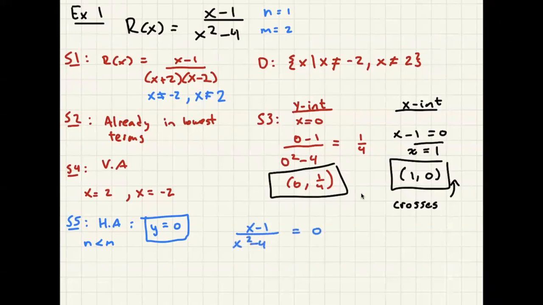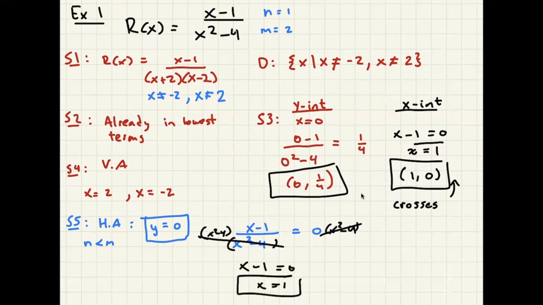We're trying to figure out when this equals 0 to find all the points where we cross, because we multiply both sides by x squared minus 4. This goes away, that goes away. You're going to get x minus 1 equals 0, so x equals 1. So we only cross our horizontal asymptote at this point. All right.